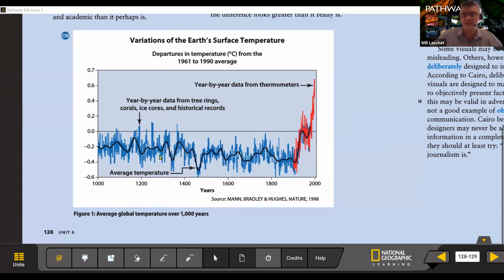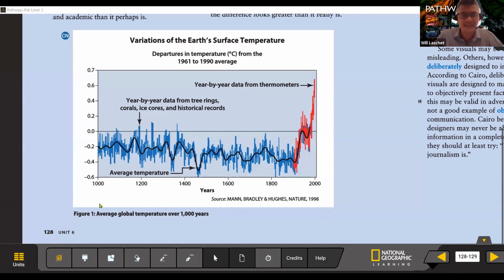How about the data in red? What is this showing us, the data in red? So the red part over here, what's this data? The red data, how did we get this information? It's the temperature. And we got it from thermometers, that's right.